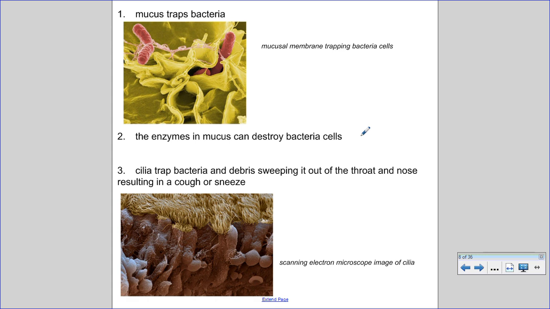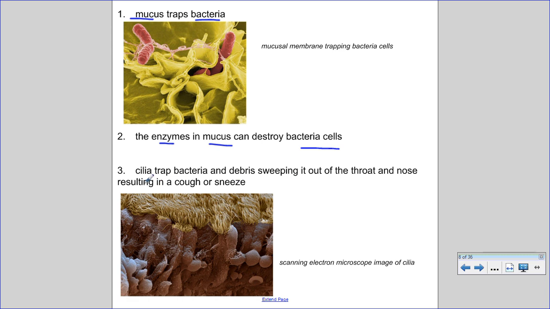The body also will produce mucus, which will help trap bacteria. There are also enzymes within mucus that can help destroy bacterial cells. So that mucus that is produced in response to a respiratory infection is helping to trap that pathogen, and then helps you expel that mucus when you sneeze or when you cough.